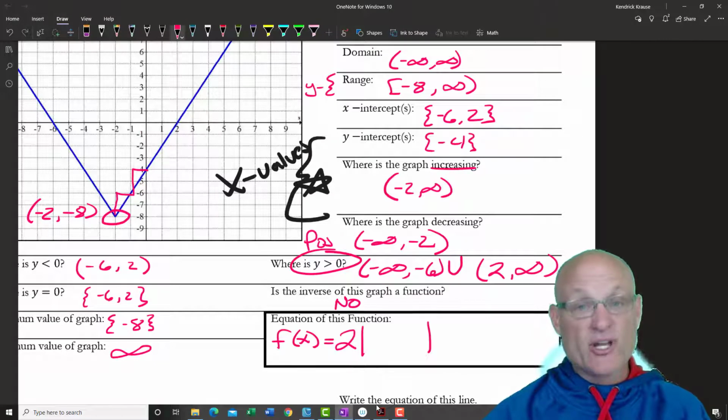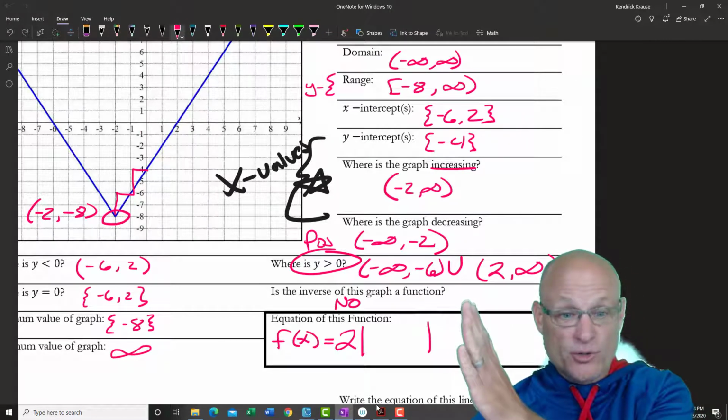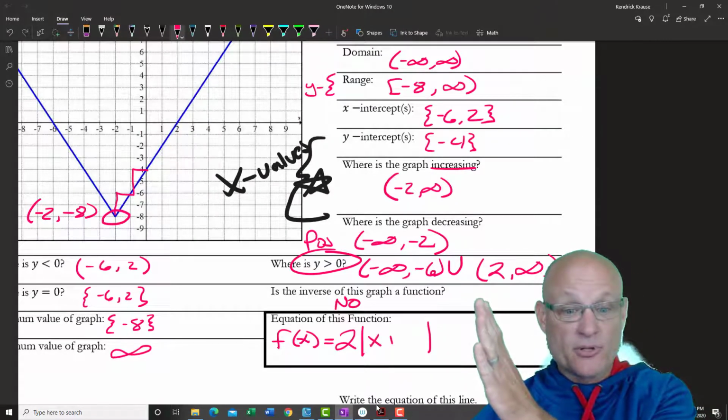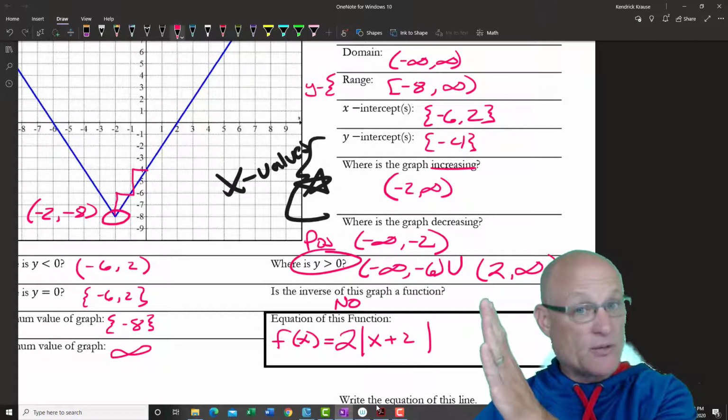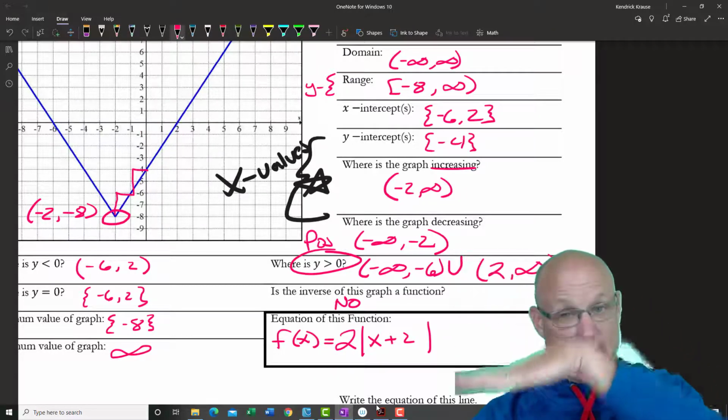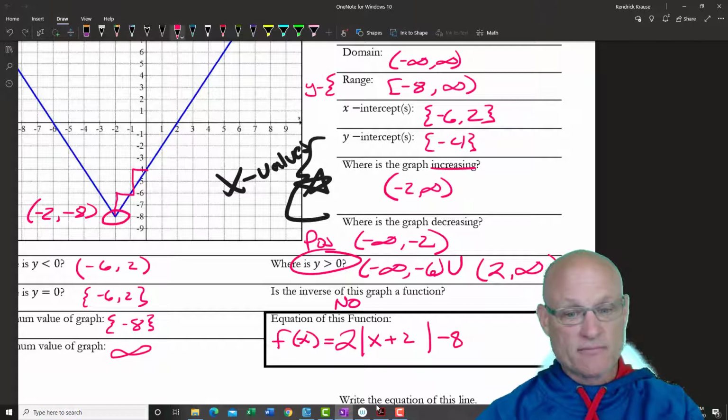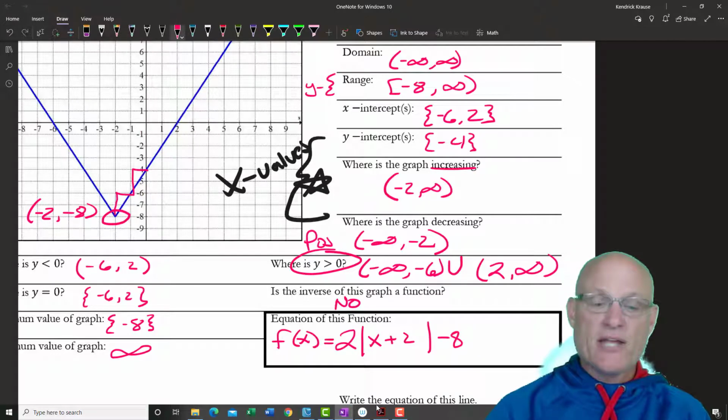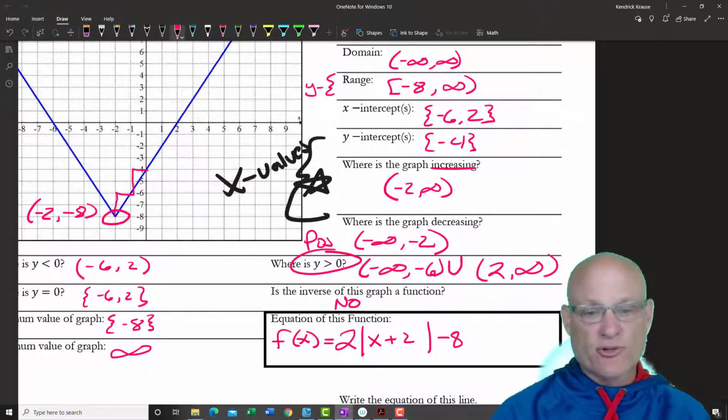Absolute value. We move to the left 2, so that's x plus 2. Remember, this is always backwards in here. We also move down 8, so minus 8. And there it is. And you can always graph that on your graphing calculator just to make sure you're correct.